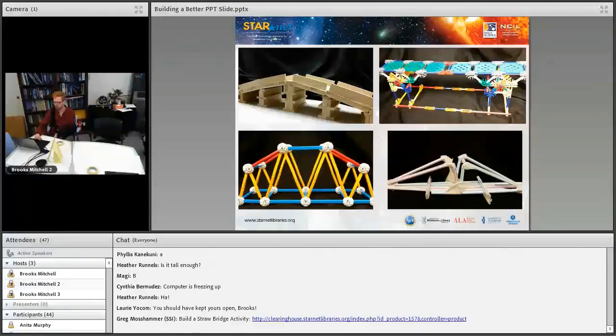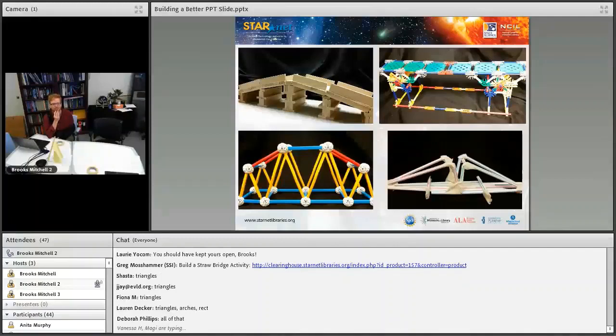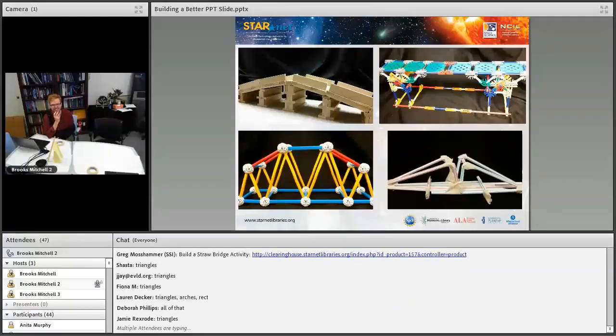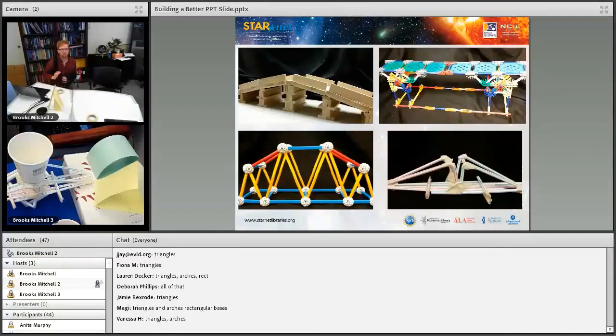And I want you guys, what kind of shapes do you see in these bridges? Squares, circles, triangles, arches, rectangles. Triangles, arches, rectangles, all of those things. Yeah, awesome. So again, this activity really talks about, yeah, go ahead and share that other video. We're going to go to another video feed here. Talks about why those shapes are useful and how they're useful.